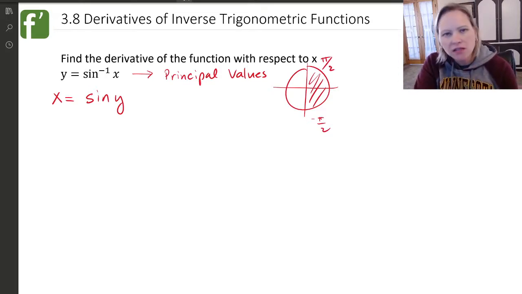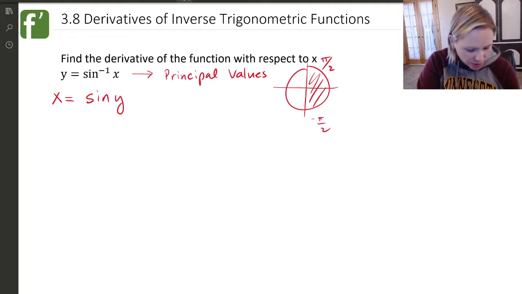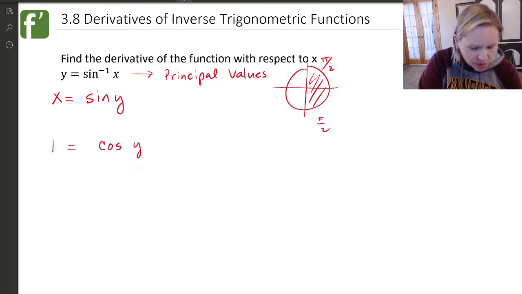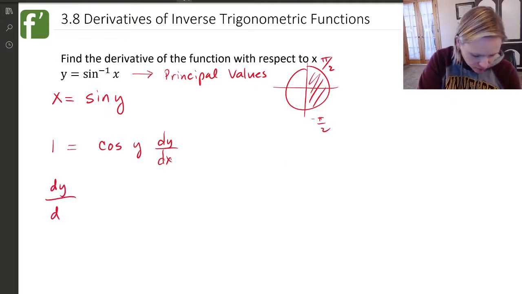So if x is sine of y, and I want to find this derivative, well, I'm differentiating with respect to x. So the derivative of x is just 1. And the derivative of sine y is cosine of y. But since this is with respect to x, I need to throw a dy dx in there, just like we learned about with implicit differentiation. Now, when I solve for dy dx, I get 1 over cosine of y.